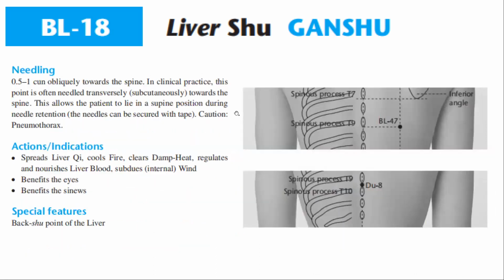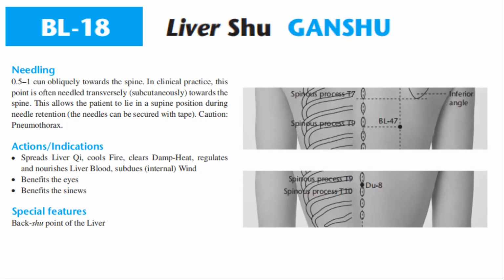For the needling, 0.5 to 1 cun obliquely towards the spine. In clinical practice, these points are often needled transversely, subcutaneously towards the spine. This allows the patient to lie in a supine position during needle retention. The needles can be secured with tape. Caution: pneumothorax.